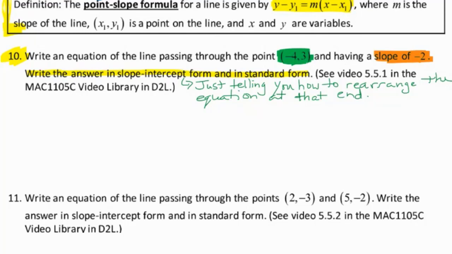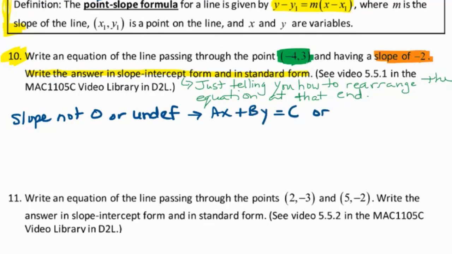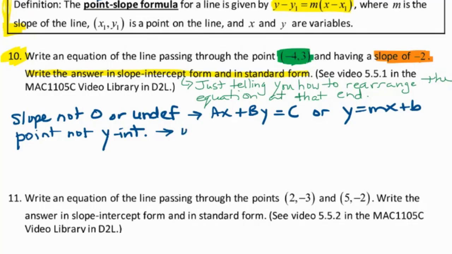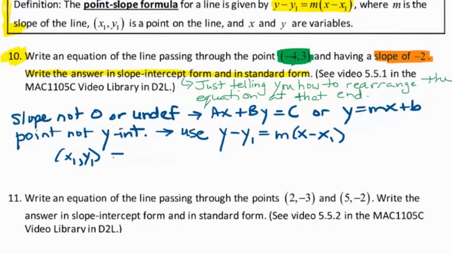Very good. All right, so when they give you a slope that's not 0 or undefined, that means that we're going to have a line that looks like ax plus by equals c, or we could write it as y equals mx plus b. And in fact, they want us to do both in the answer, but we'll get to that later. And since they are giving us a point that's not the y-intercept, if you have the slope and a point that's not the y-intercept, a common way of solving this problem would be to use point-slope form, y minus y1 equals m times x minus x1. So let's try it. The point-slope form is saying if you have a point on the line, x1, y1, they're calling it, which we do, -4, 3, and you have a slope m, you can just plug into this equation and get an equation for the line.